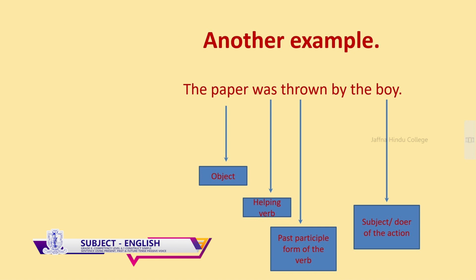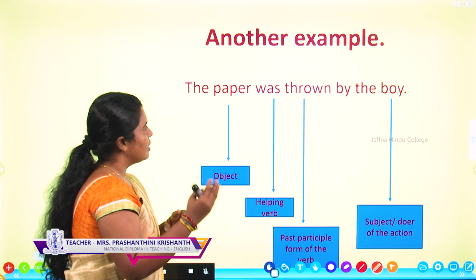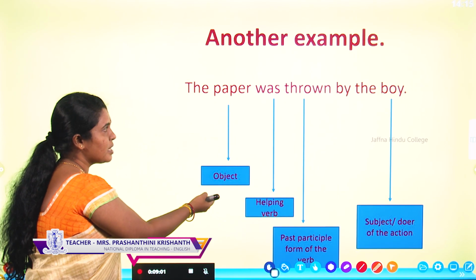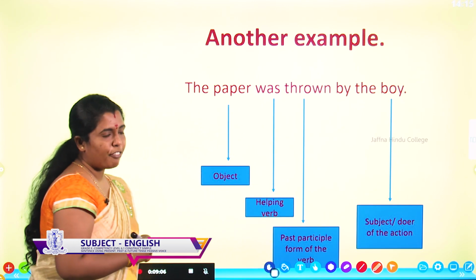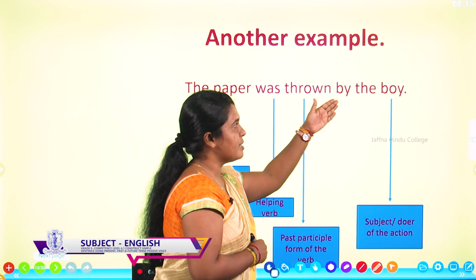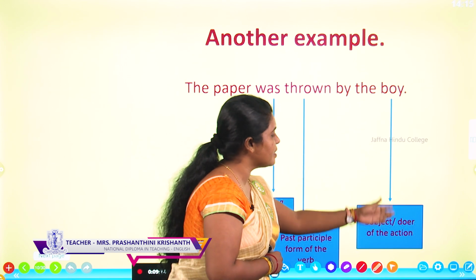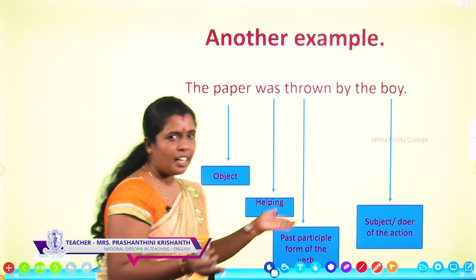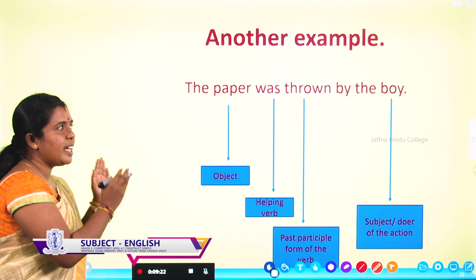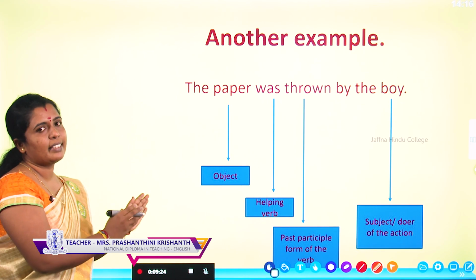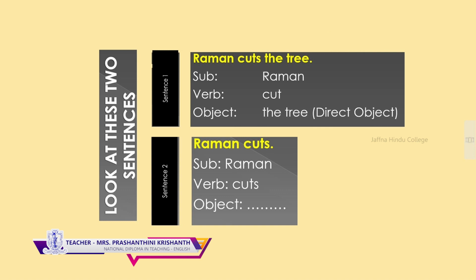Now see another example. The paper was thrown by the boy. Right. The paper is the object, was helping verb, thrown, past participle form of the verb, and by is there and the doer, right? Who threw the paper? The boy. So this is the doer. It means the subject of the action. So simply you can identify the difference between the sentence pattern of active voice and the passive voice. Okay.